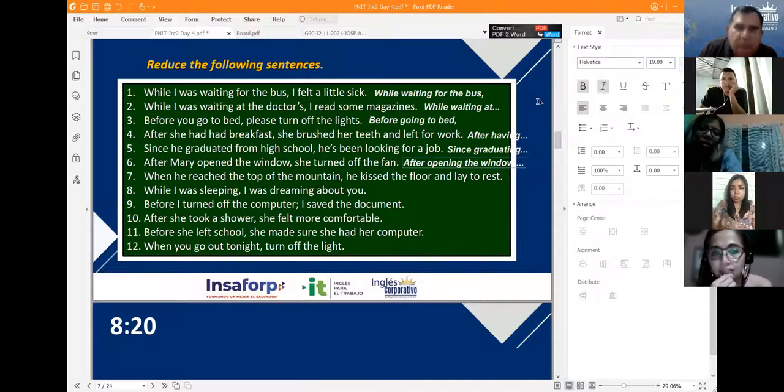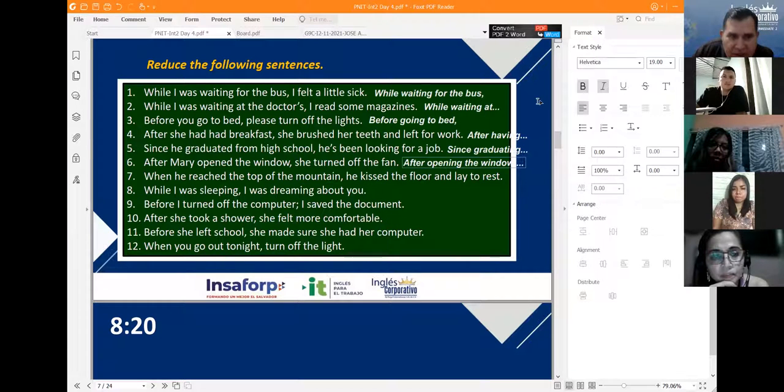In reaching the top of the mountain, he kissed the floor and lay down to rest. Exactly. When he reached the top of the mountain, so you can say when reaching the top of the mountain or upon reaching the top of the mountain. Excellent. Having reached the top of the mountain, he kissed the floor and lay down to rest. Excellent. Very good. Okay, so number eight.